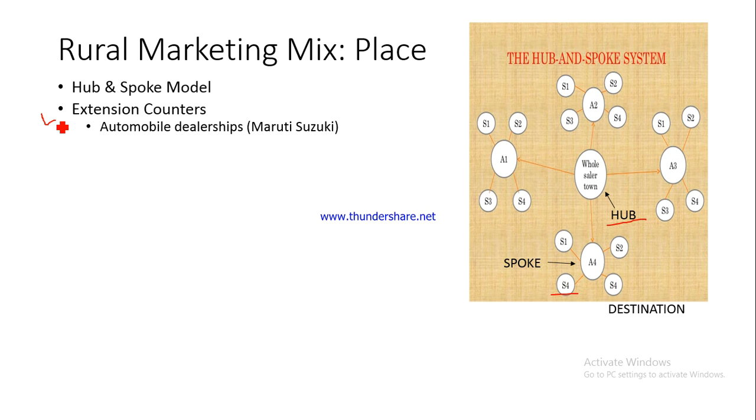So in the extension counter you would not find the whole range of vehicles. There would only be 3 or 4 vehicles at most which would be displayed. So this is basically a small outlet that the main dealer has opened up in a faraway place. So the dealers of automobiles and consumer durables can open up their extension counters in the villages or in a location which is close to some villages. So this is what they can do. So rather than opening up the whole dealership in a particular village or in a particular rural area, they can start having extension counters. So extension counters are going to cost you less also.